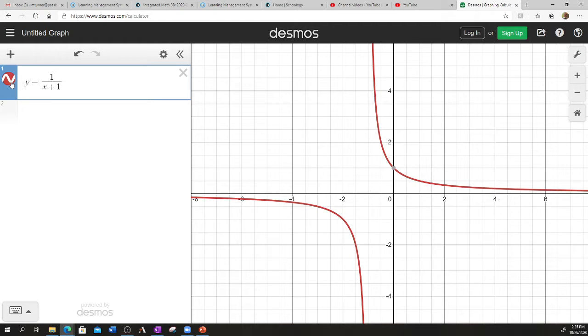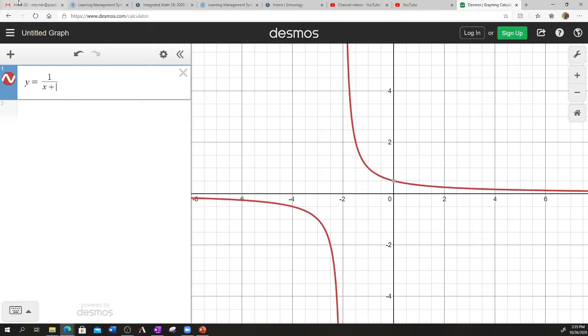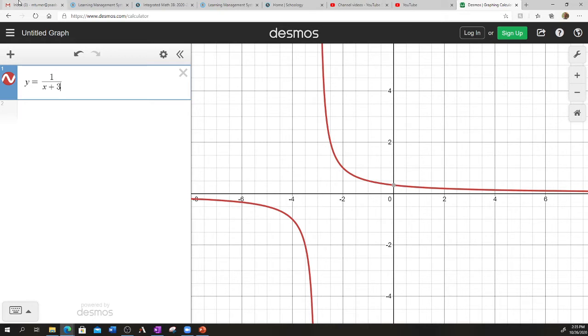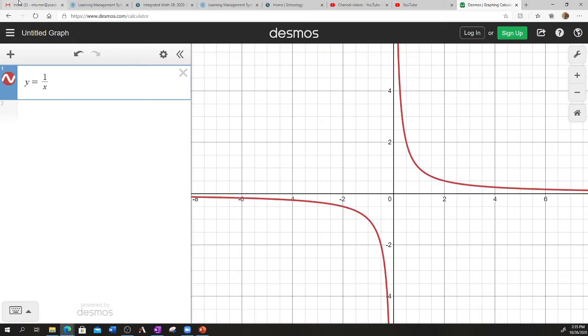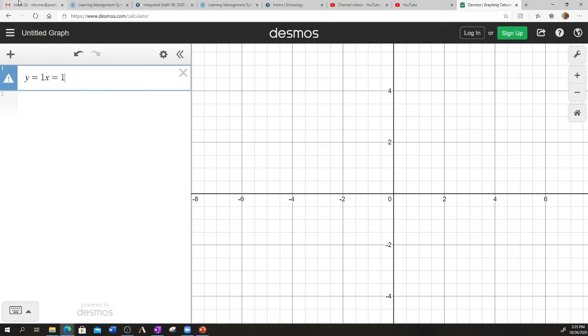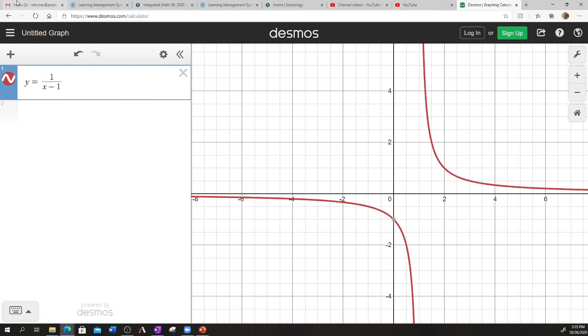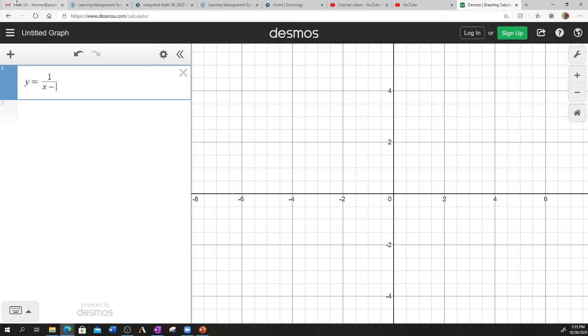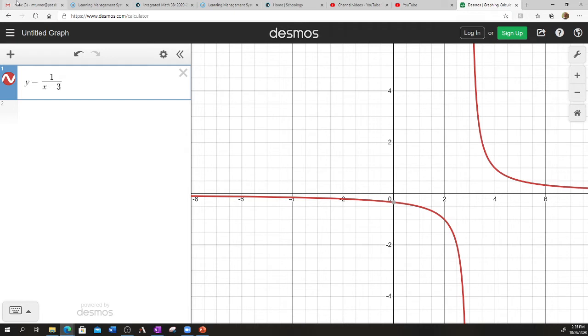That was the same with quadratics in Math 2. If I had a positive in the parentheses, it was moving it to the left. So y equals 1 over x plus 1 is moving it to the left 1 space, left 2 spaces, left 3 spaces, so on and so forth. And if I subtract in the denominator, or subtract from the input, that moves it to the right. So minus 1 in the denominator moves it to the right. Minus 2 moves it right 2. Minus 3 moves it right 3, so on and so forth.